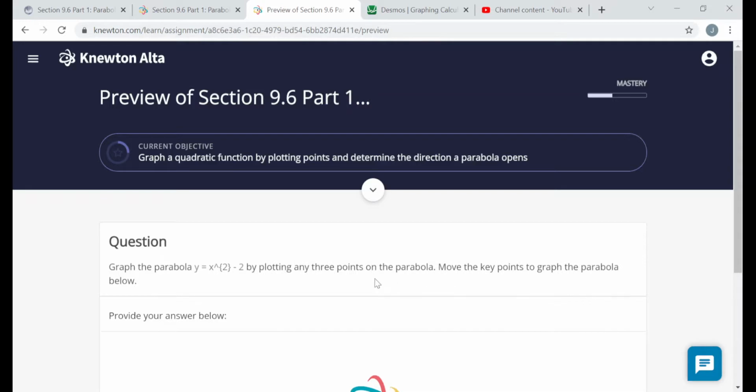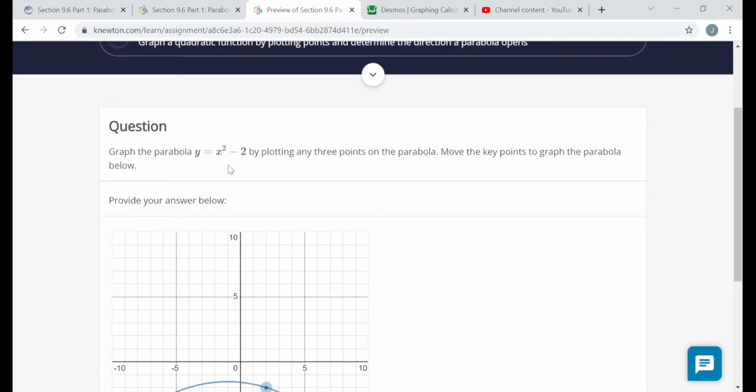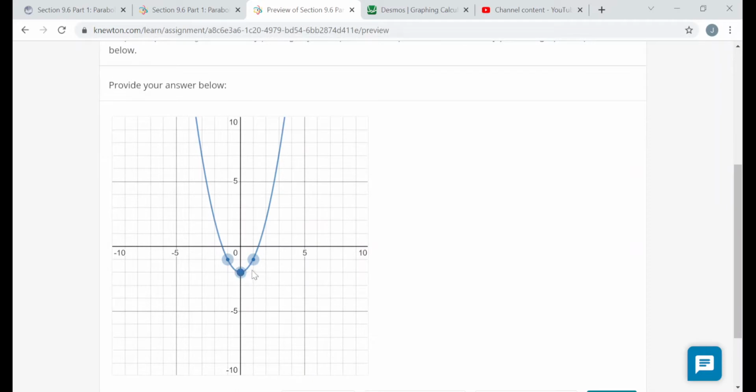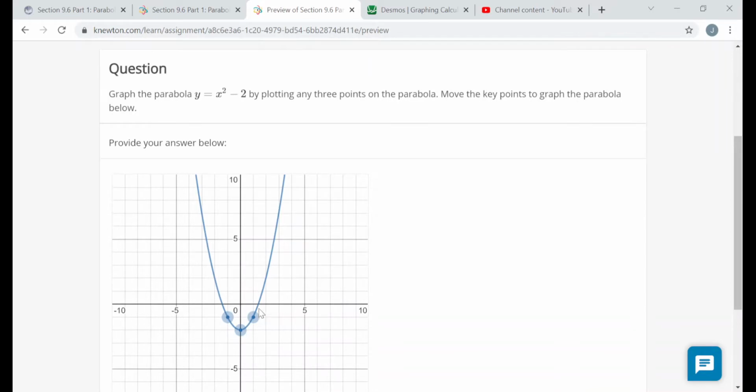So yeah, same thing. We're asked to graph a quadratic function by plotting points here, and it said y equals x squared minus 2 by plotting any 3 points, and hopefully it's obvious that 0, -2 would be the intercept, and then if I plug in 1, I'd get -1. So 1, -1, and then if I plug in -1, I'd also get -1. There you go. 0, -2 for the vertex, 1, -1, and -1, -1. You could also find the intercepts, but these points are only allowed to move by 1s.